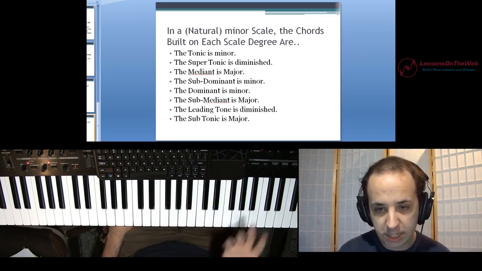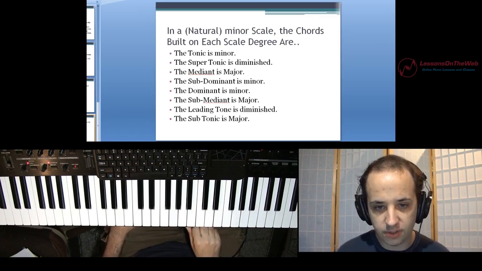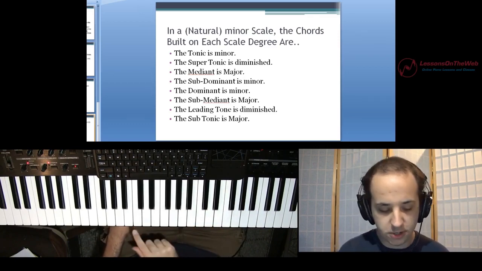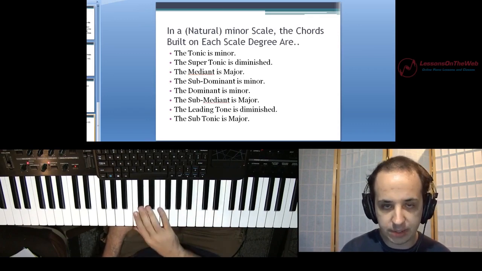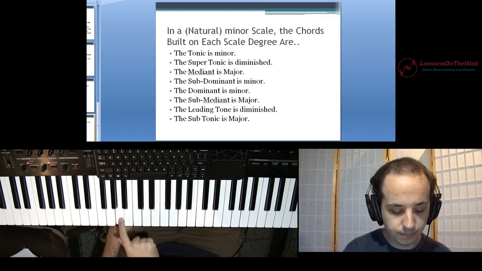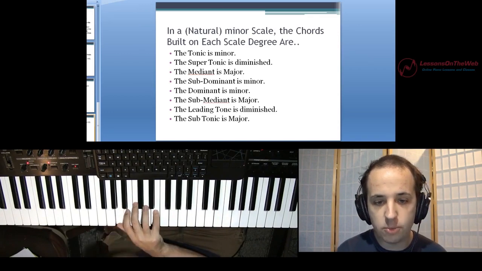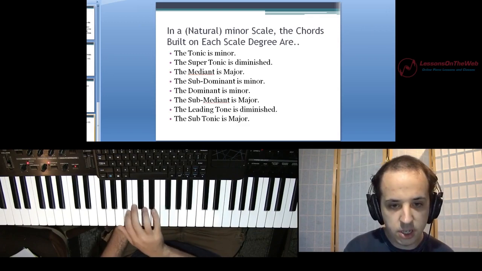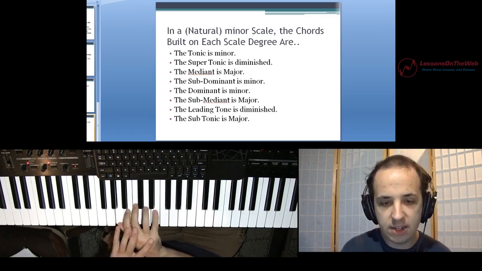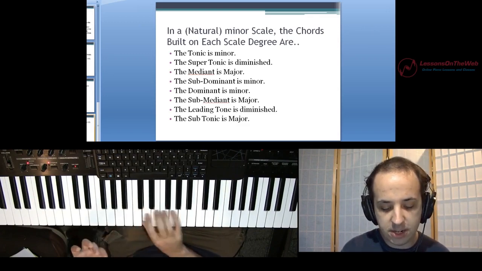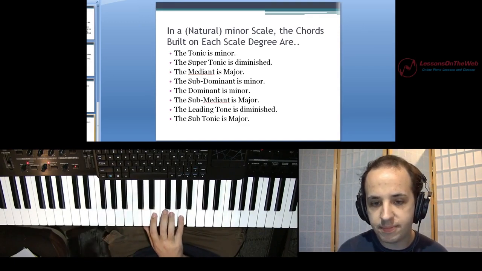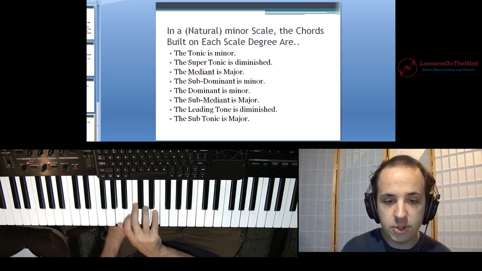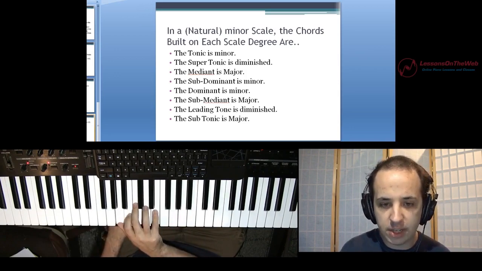In a natural minor scale, the chords built on each scale degree are, so the equivalent of C major is A minor. We'll talk more about this later. So you have A minor, and what I mean by equivalent is they share the same key signature. So remember that the key of A minor has the same key signature as C major, so you don't have any sharps or flats. So if you start on A, well, that's definitely a minor chord.